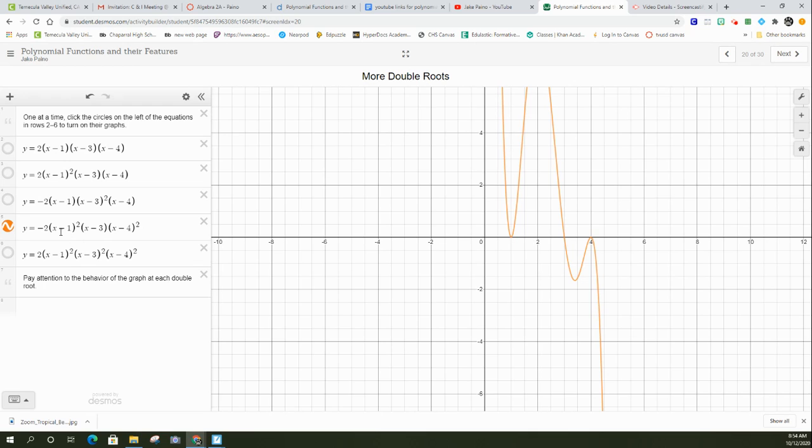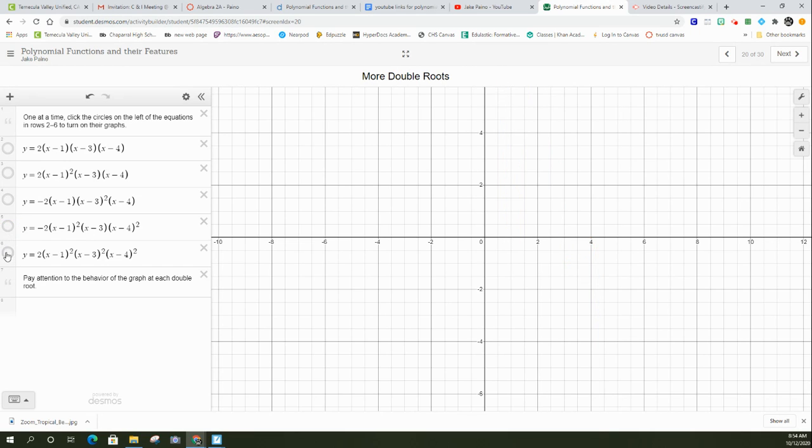I'm thinking it's going to bounce at 1 and bounce at 4. So I come over and I take a look. Does bounce at 1, does bounce at 4. 3 does not have that, so it just goes right through 3. Leading coefficient's negative, right end behavior is down. It's odd, it's 5th degree, so the left end behavior is opposite.